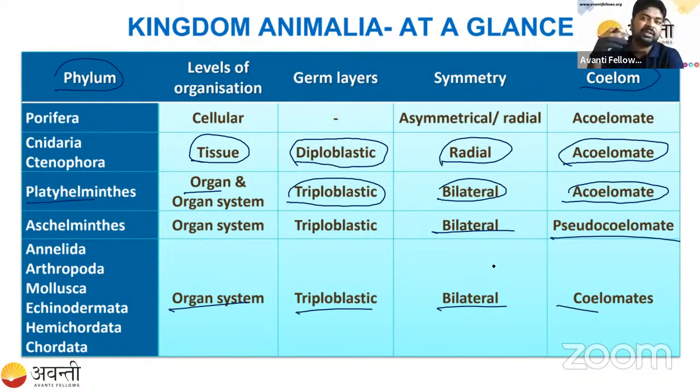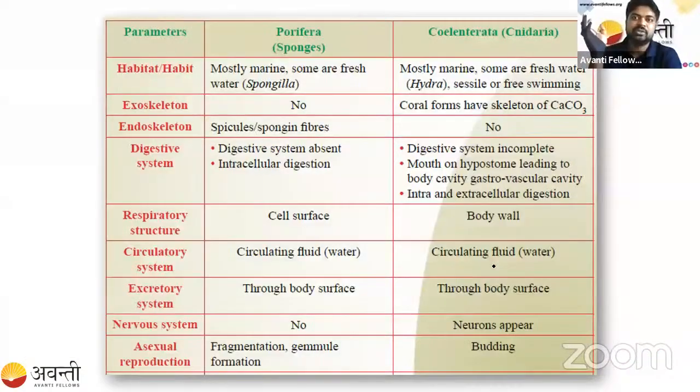Now we start and study comparatively, phylum to phylum. Okay, so here you can see the complete table, and here you can see the parameters. These parameters we will use for the classification of different types of phylum. Here you can see the Porifera, and next is the Cnidaria. So these are the phyla, and this is the habit or habitat of the phylum.